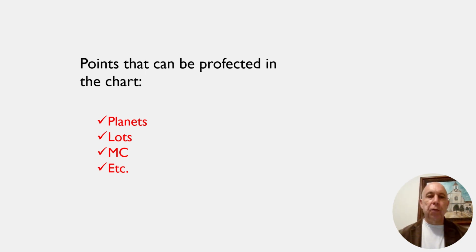Now, traditional astrologers perfected many points in the chart, and if you've read Valens, you know that he advocates for this. And so you can perfect planets, you can perfect lots, you can perfect the midheaven, and other points.